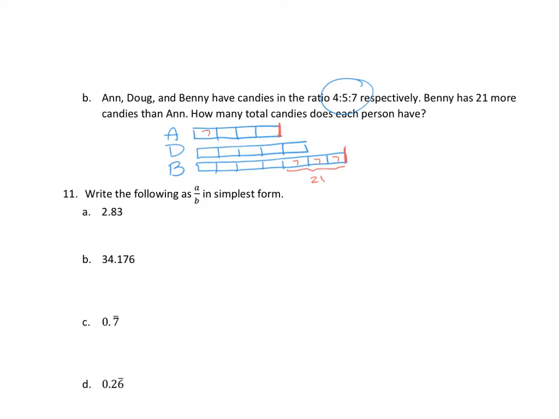So Anne then would have 7 times 4, so she's going to have 28. And Doug will have 7 times 5, so he'll have 35. And then Benny has 7 times 7, so she's going to have 49, which again you can see is 21 more than what Anne has, so it checks out.